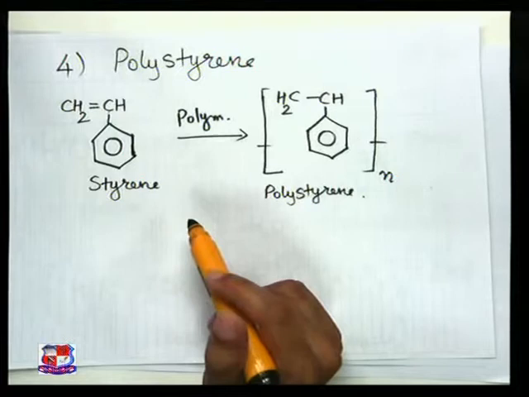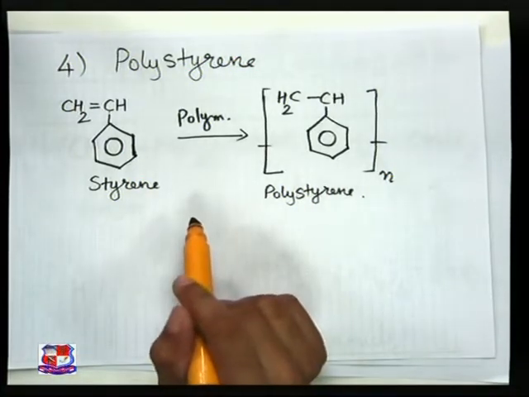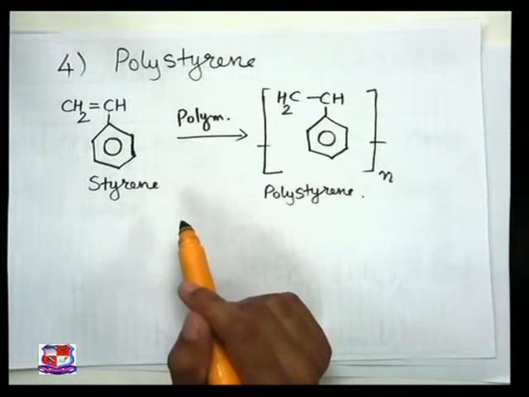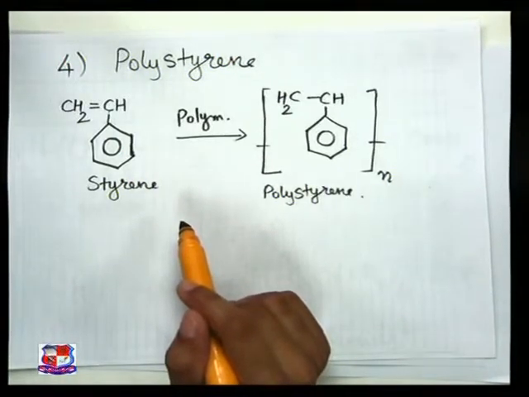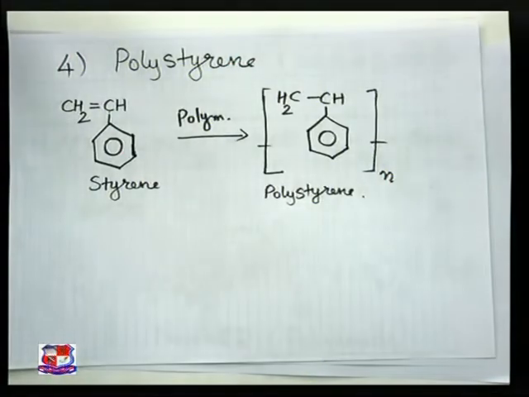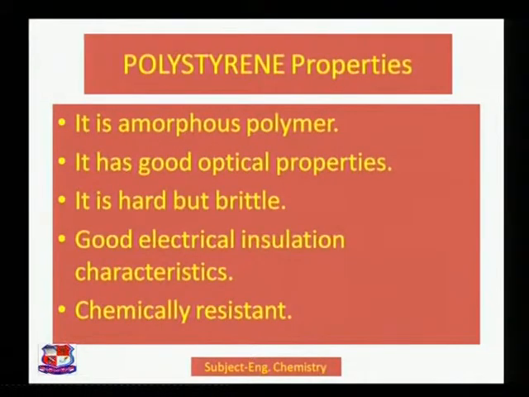Now let us try to see what are the uses, what are the applications, what are the properties of this polystyrene polymer. It is finding various properties and applications in different zones. You can see here, this polystyrene is basically an amorphous polymer. Amorphous polymer, it means what? There is amorphity in the crystal structure. The polymer chains are not linked in a regular fashion, so that leads to the amorphosity present in the polymer.